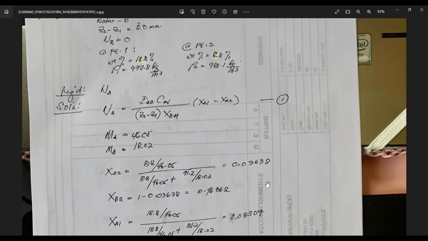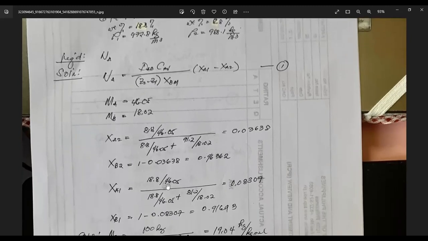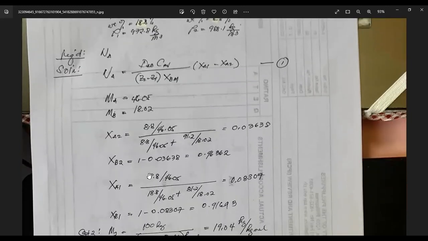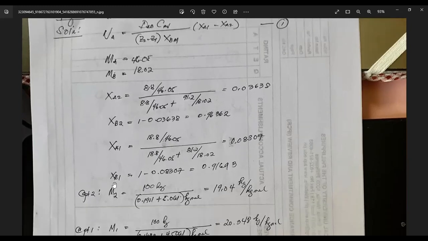The same principle you will use for determining the mole fraction of ethanol at 0.1. So you use the percentage 18.8, you subtract it from 100, that would be your water. You divide the 18.8 and the 81.2 by the molecular weights of ethanol and water. So you will have the mole fraction of ethanol at 0.1. The mole fraction of water at 0.1 is this answer of yours subtracted from 1.